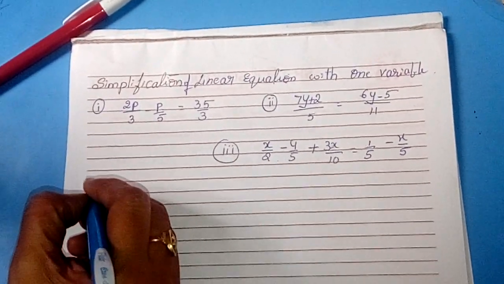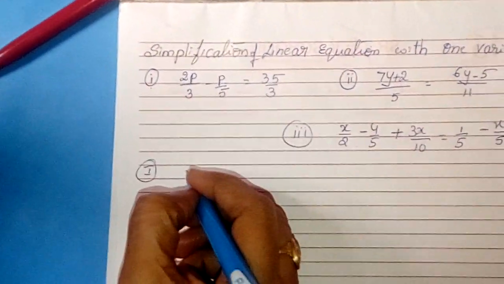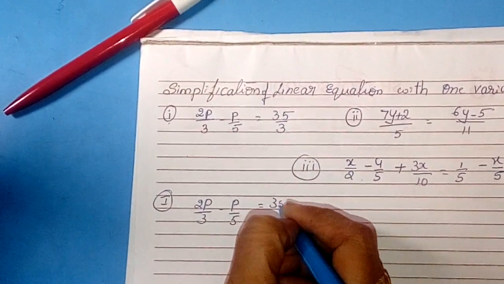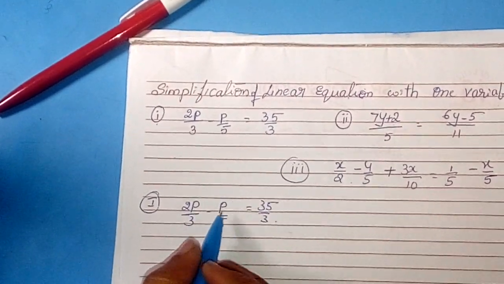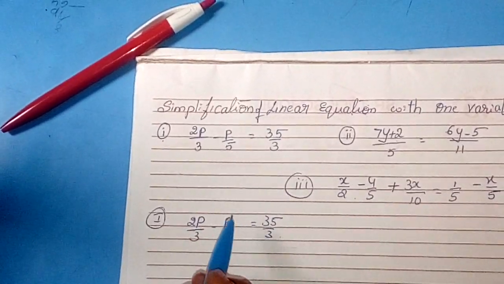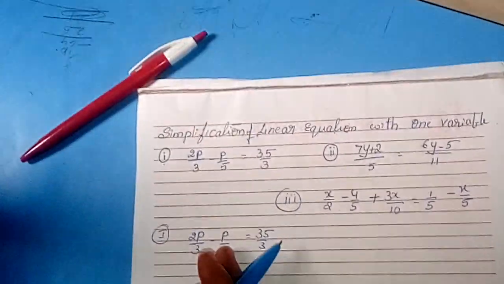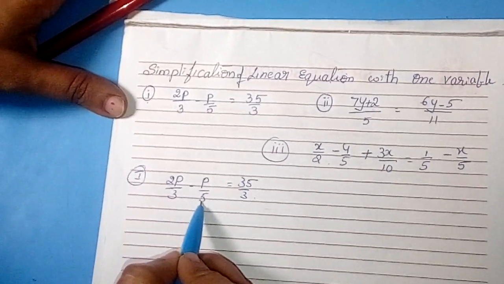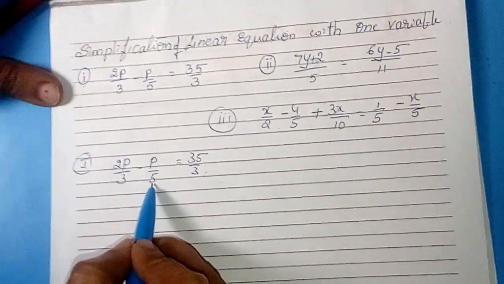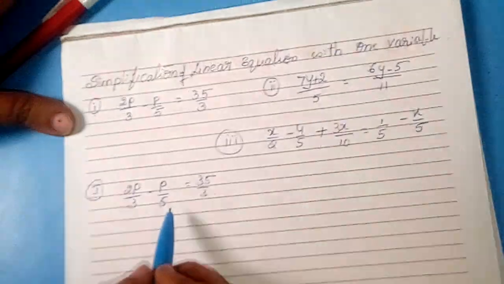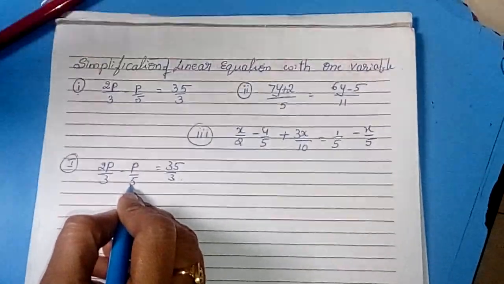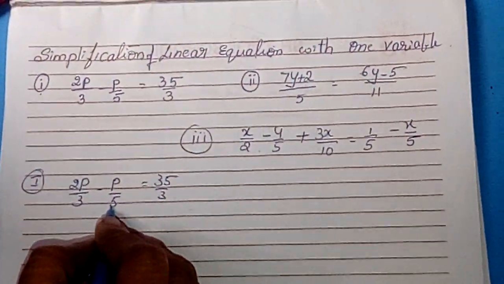First we are going to discuss the first one, that is, given 2p by 3 minus p by 5 is equal to 35 by 3. In this case, you can see all the variables having p are on one side only. So how to get the p value, we are discussing now. These two are linear equations in the form of fractions. First of all, you have to find the linear equations with like terms. Now find the LCM of 3 and 5. Those two are prime numbers, so no need to find the LCM.